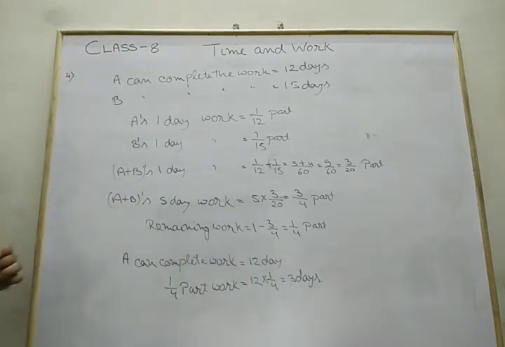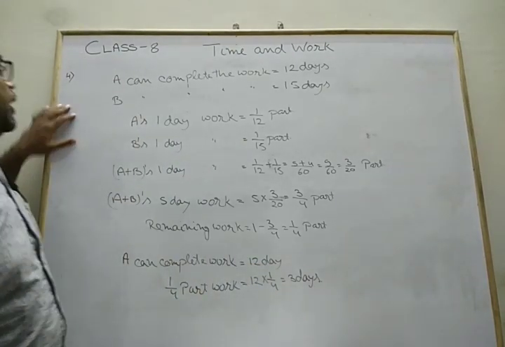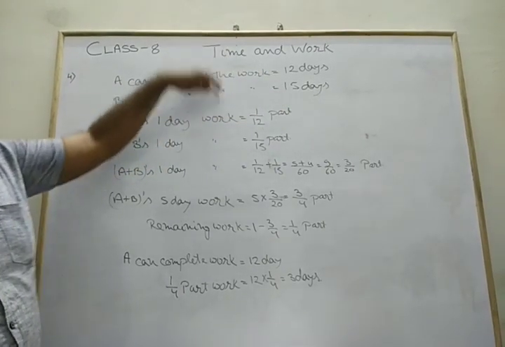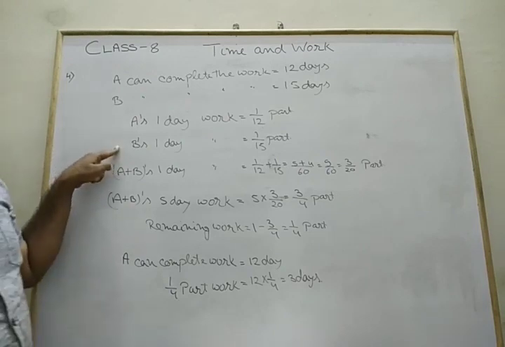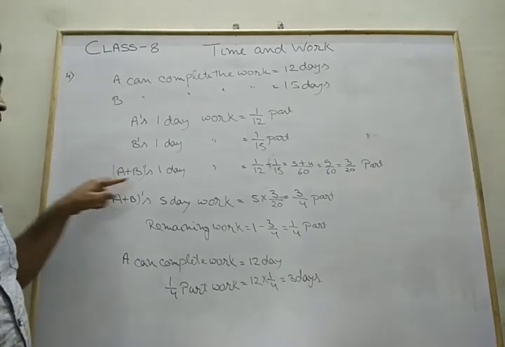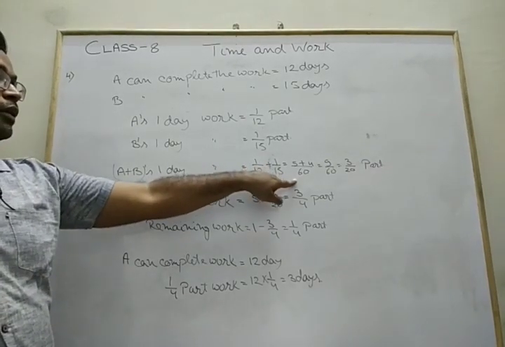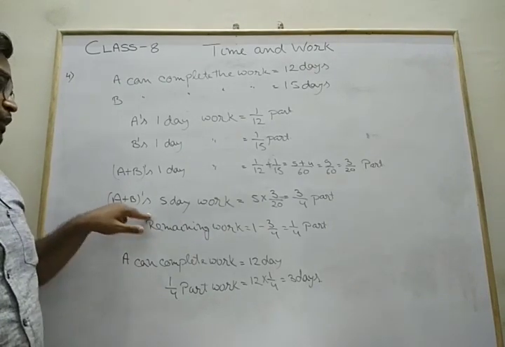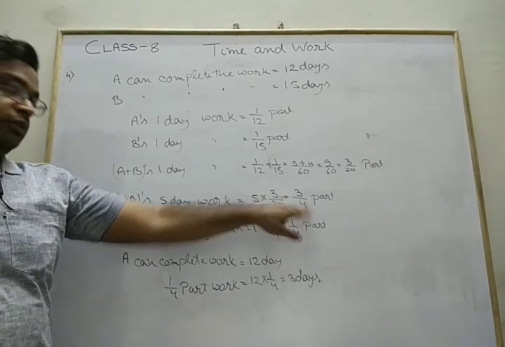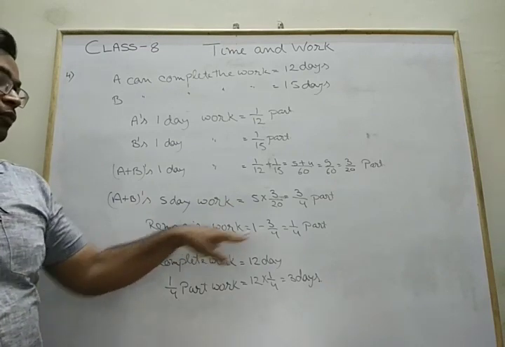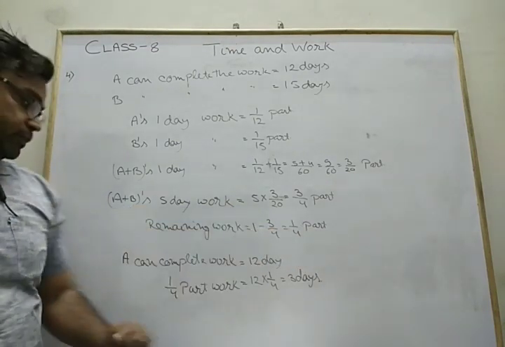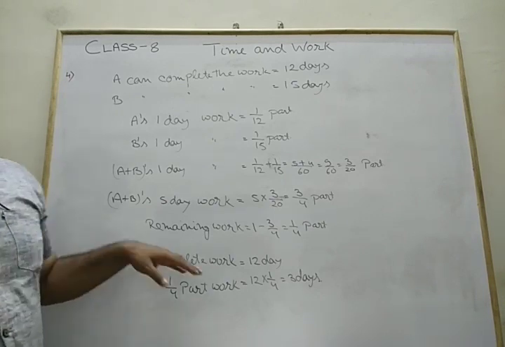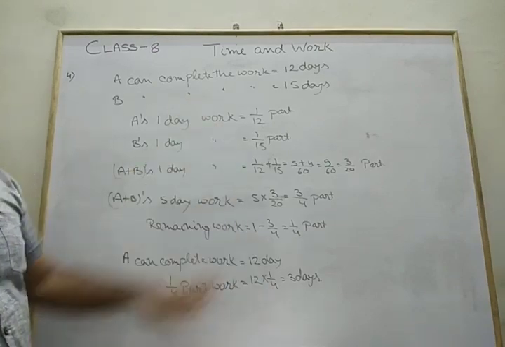This is your answer. Once again, let me clear the concept. A can complete the work given and B can complete the work given. From these two, we can find A's and B's one day work. Then we can easily find A plus B's one day work, and then A plus B's 5-day work. Then the remaining work: 1 minus 3/4 equals 1/4 part. Then from there, you can find in how many days A completes the 1/4 part. This is the complete solution.